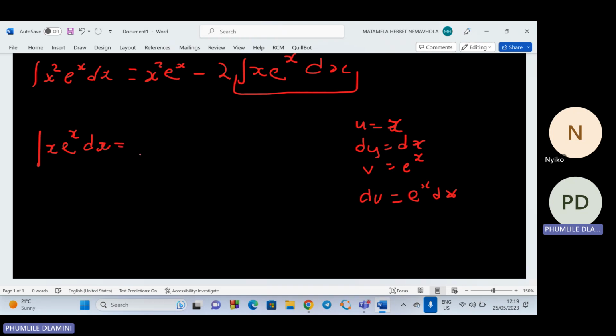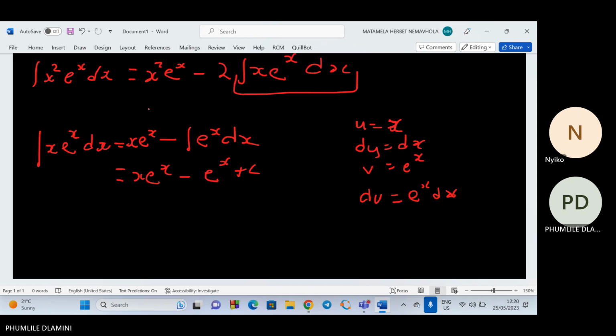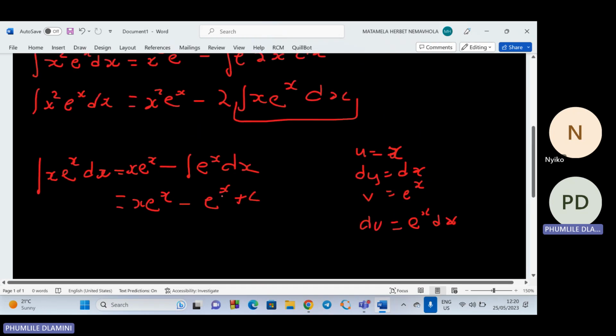Then this now is going to be equal to uv, which is x e to the power x minus integral of v du. Our v is e to the power x, du is just dx. Then the answer here is going to be equal to x e to the power x minus e to the power x plus c. We can just write plus c, because we're going to include everything there. Then we can go and substitute back this in the original equation.